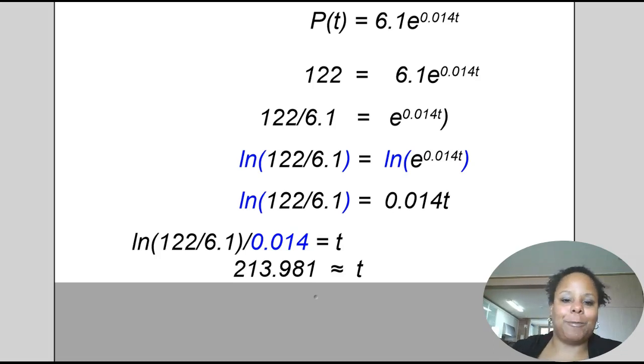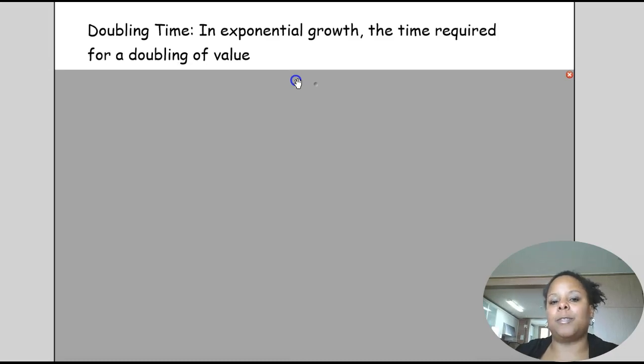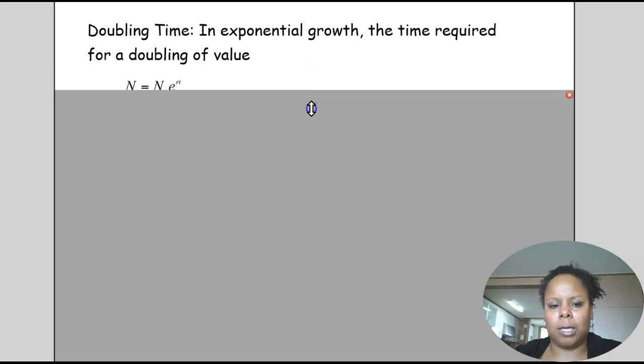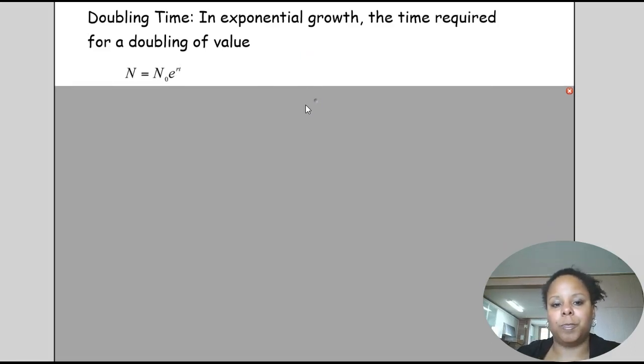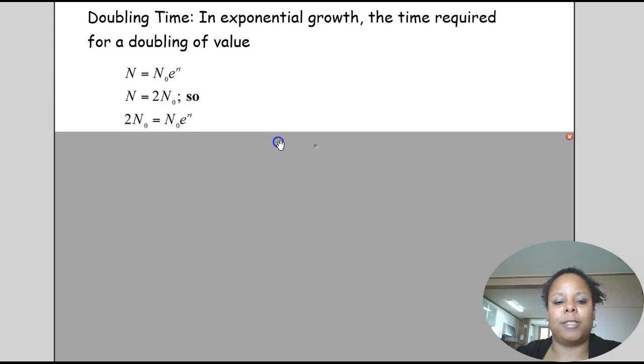Okay, the second concept we want to talk about today is the concept of doubling time and half time. In exponential growth, a doubling time is basically the time required for a value to double. So how do you determine how long it will take for a value to double in the model that you have? Say, for example, this is our very general model where n represents the number that we want and n naught represents the initial number. Since we want double the original value, n can represent 2 times n naught.